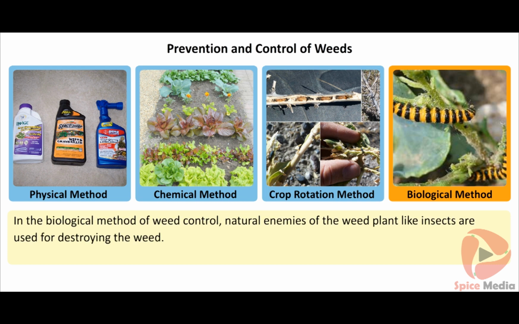Biological method. In the biological method of weed control, natural enemies of the weed plant like insects are used for destroying the weed. These biological organisms are harmless to the regular crop plant.